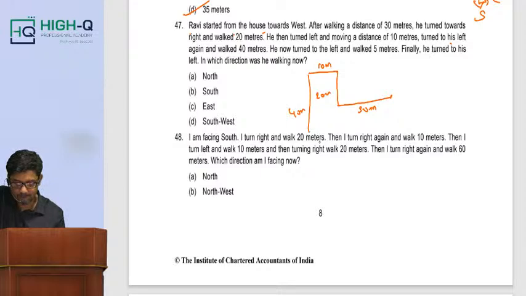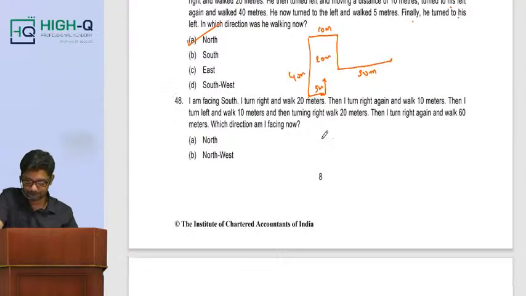Next, he now turned to the left. Now he turned to the left and walked 5 meters. Fine. Finally, he turned to his left. In which direction is he going now? North.